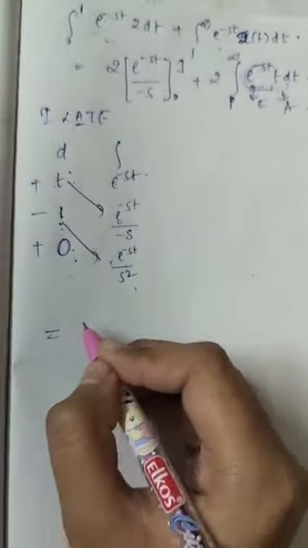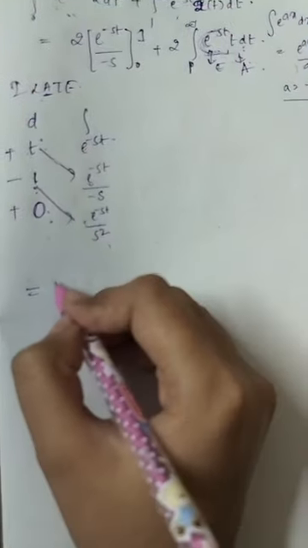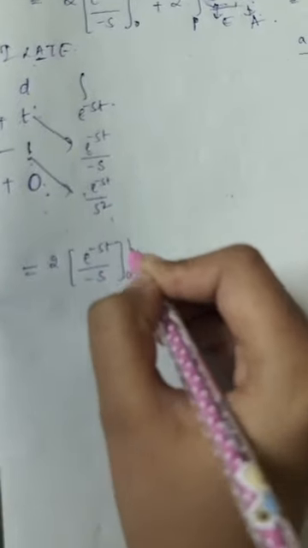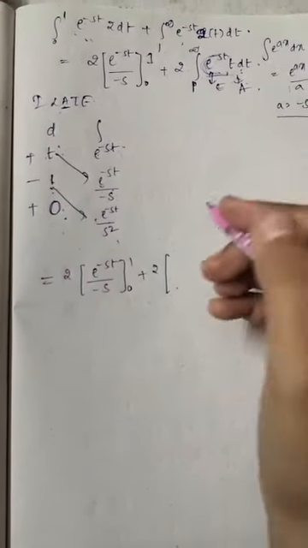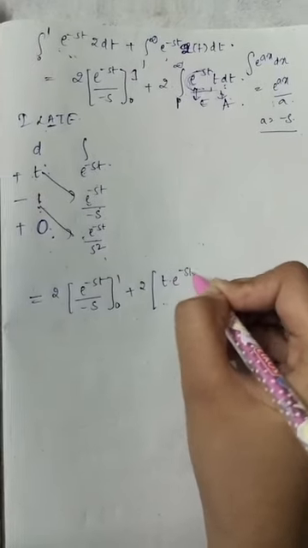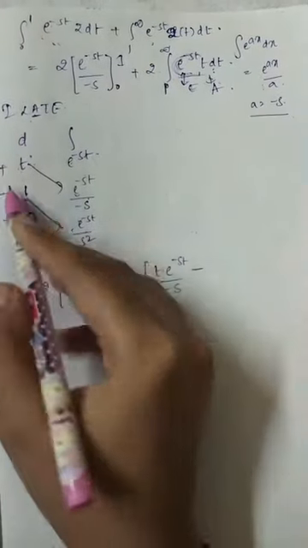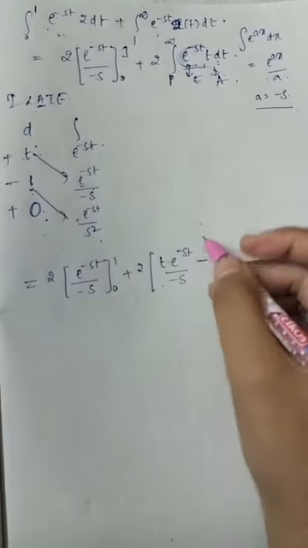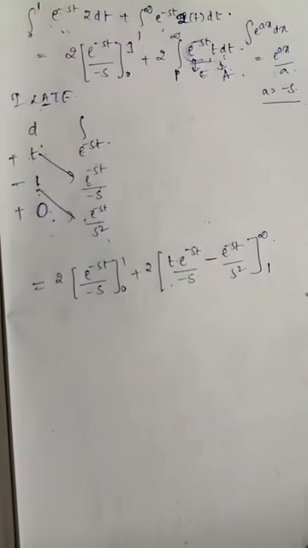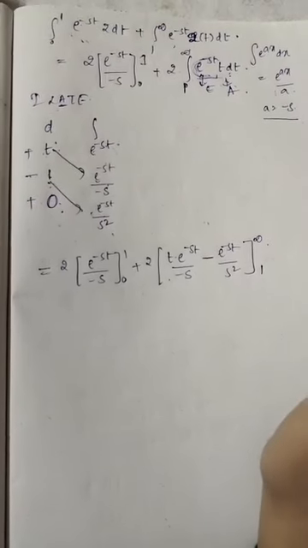We'll multiply this both now. Now let's continue our step. That is 2 is equal to 2 into e power minus st by minus s from 0 to 1, plus 2 into t into e power minus st by s, minus t into e power minus st by minus s minus 1 into e power minus st by s square. We will be applying limits over here. Okay, this is the trick. So yeah, we reached up to here.